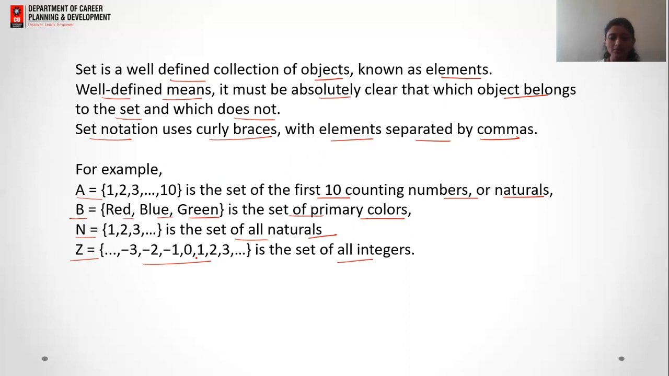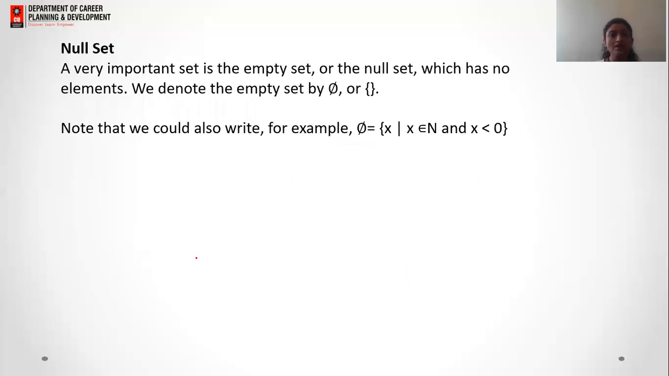And the next one is the null set, or you can say void set. A very important set. This is the empty set, which has no elements. We denote the empty set by phi or only with curly braces and no element in the curly braces. That is known as null set, empty set, or void set.